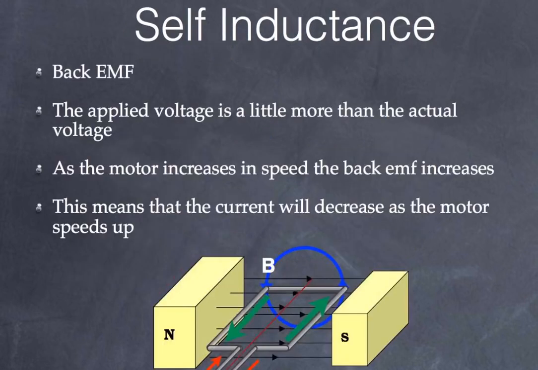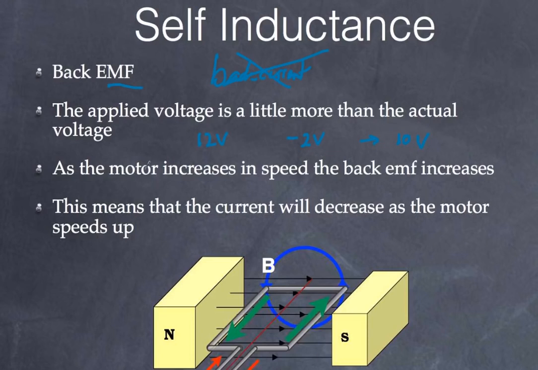So what you have is back EMF, the concept of an EMF in the opposite direction. Can I make it absolutely clear? We do not have a back current. That is wrong. Secondly, what you need to understand is that the applied voltage is a little bit more than the actual voltage. So if your input is 12 volts, but you end up getting a negative 2 volt EMF because of the motion, your net result will be 10 volts.